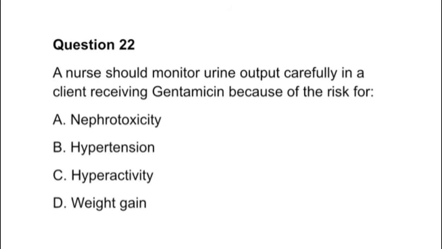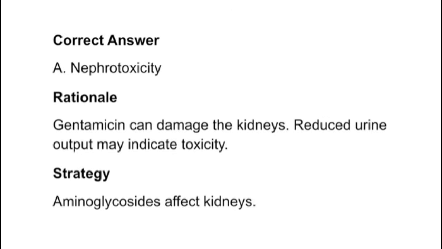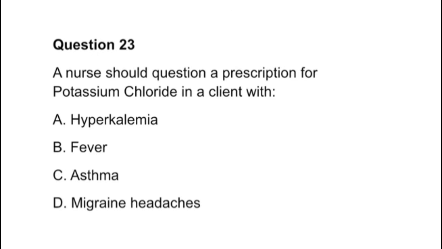Question 22. A nurse should monitor urine output carefully in a client receiving gentamicin because of the risk for A. Nephrotoxicity. B. Hypertension. C. Hyperactivity. D. Weight gain. Correct answer. A. Nephrotoxicity. Rationale. Gentamicin can damage the kidneys. Reduced urine output may indicate toxicity. Strategy. Aminoglycosides affect kidneys.